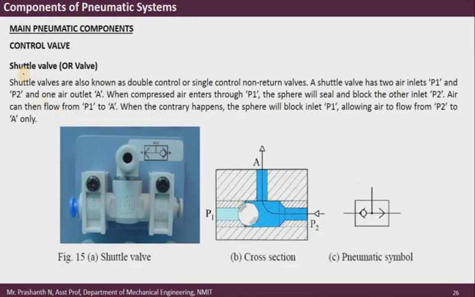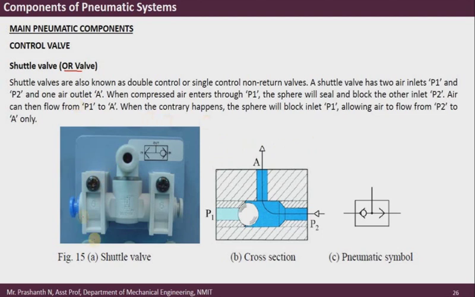Next we will look into another type of valve, which is known as a shuttle valve. The shuttle valve is also known as the OR valve. We are all familiar with the OR function, which is a logical function. So what is the OR function? If you have two inputs and one output, if any one input is present, then you will get the output, or if both inputs are present, then also you will get the output, right? So that is basically the OR function.